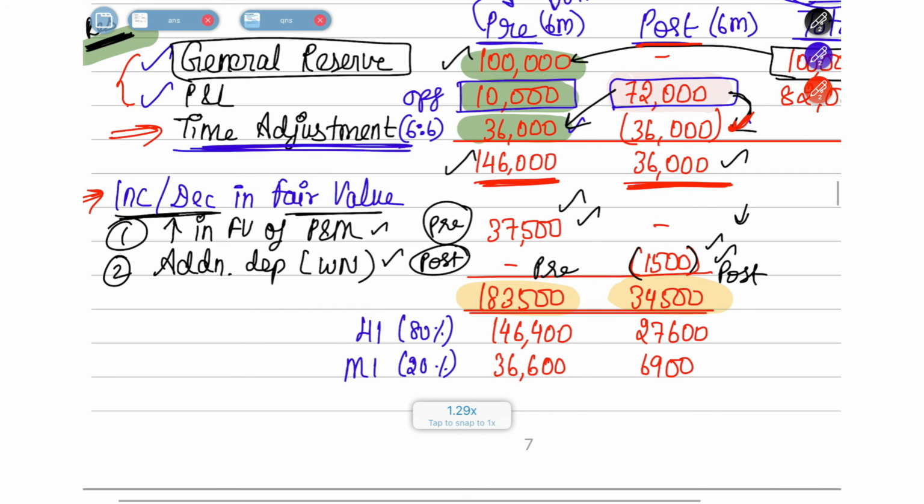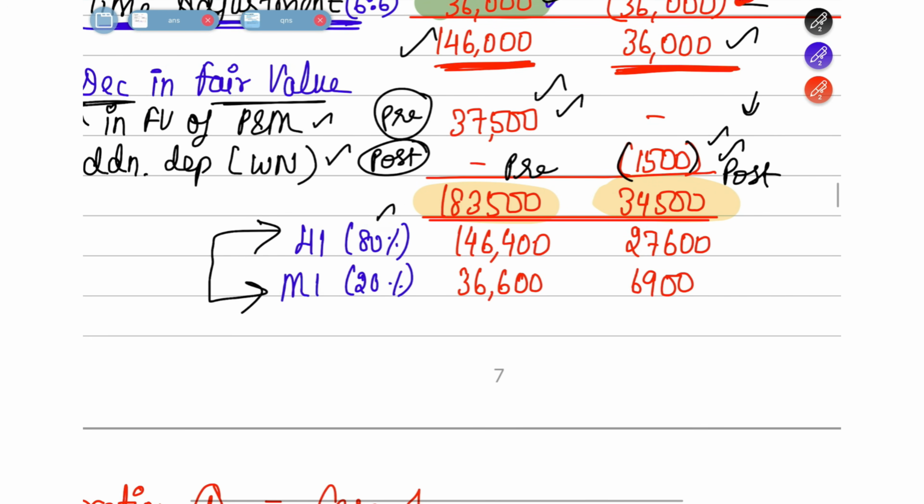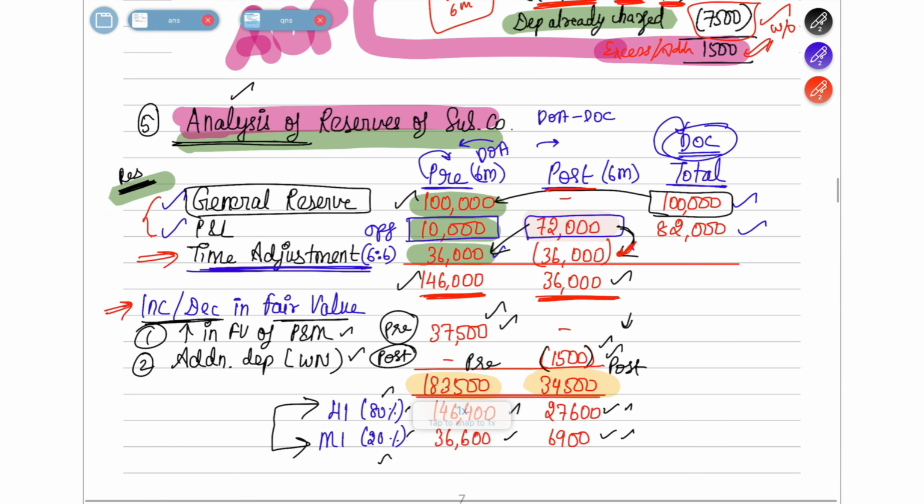From this now you have to split holding interest and minority interest. So holding interest 80%, minority interest 20%. So you have to split the same. The 1,83,500 you split into 80% and 20%, and the 34,500 again you split into 80% and 20%. So the analysis of reserve step is over here.